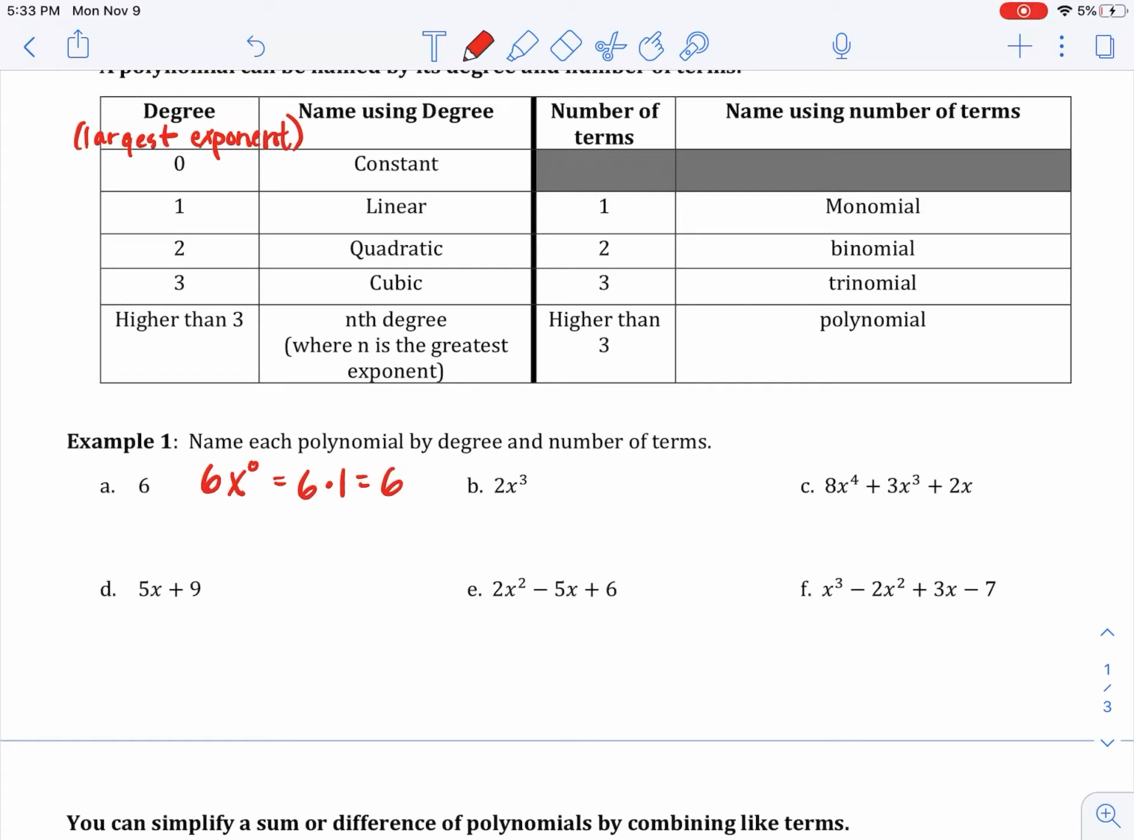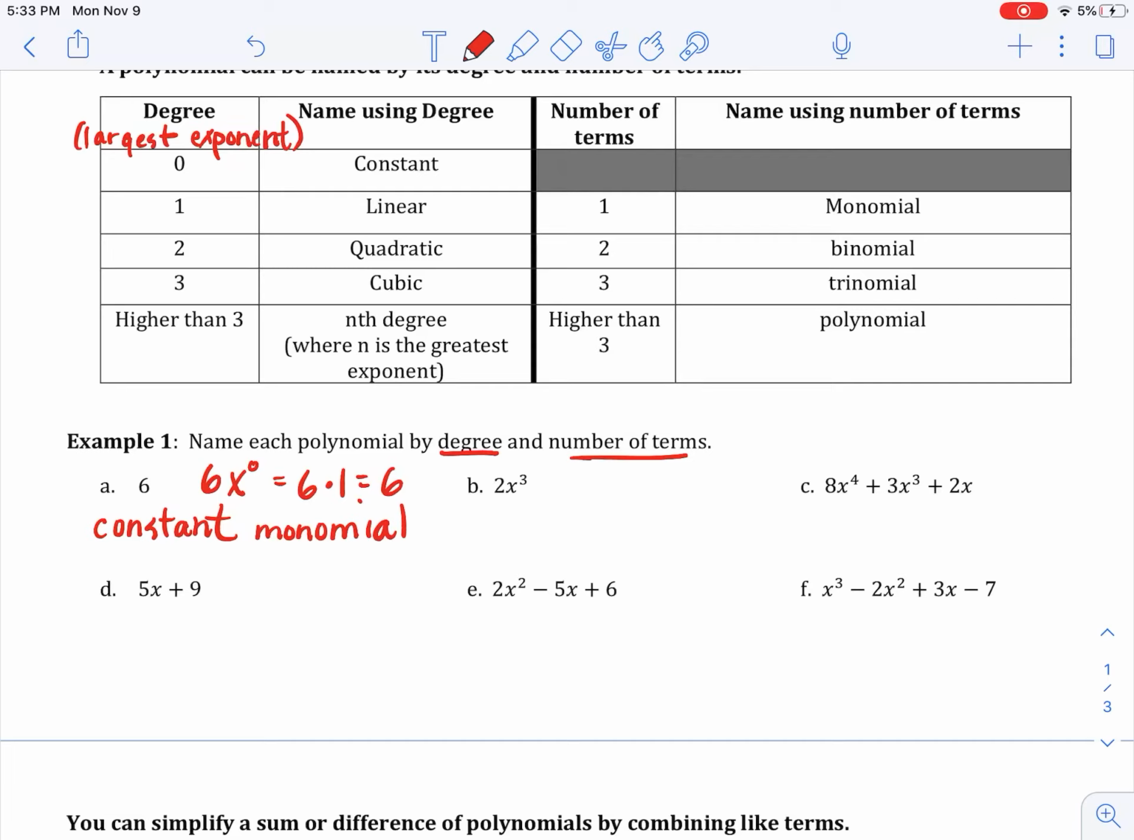So this first one, again, we're going to look at the degree and the number of terms. So it has a degree of 0 because it's a constant. So we're going to call that a constant. And there's only a single term there, right? It's just a 6. So it's a constant monomial. That's how we would name example 1a.